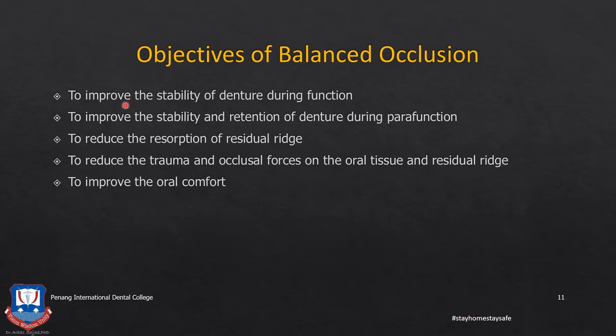First, the primary objective is to improve the stability of the denture during function, that is mastication, chewing, gnawing, etc. It should improve the stability and retention of the denture during parafunctional movements. It should reduce the resorption of the residual ridges, as we are aiming to limit the forces on the residual ridges. Thereby, we intend to reduce the resorption of the residual ridges and to reduce the trauma from the occlusal forces on the oral tissues, that is the mucosa and the residual ridges, and also to improve the comfort for the patient by ensuring that we allow all the above objectives.